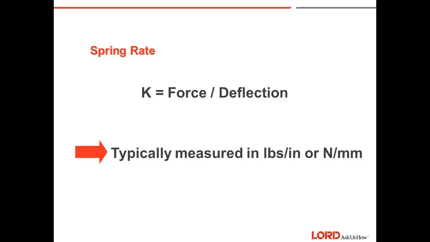Elastomeric springs also differ from steel springs in that their stiffness is sensitive to the rate or speed of deflection. If an isolator or rubber spring is deflected quickly, it appears stiffer than if it is deflected slowly.